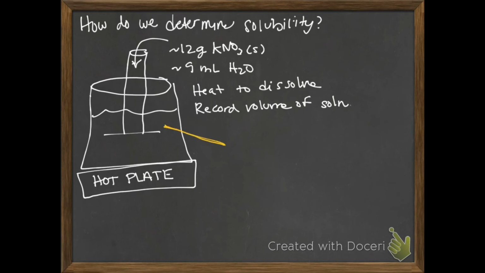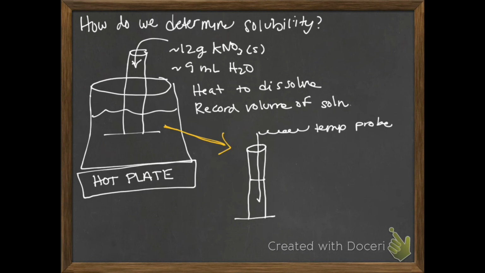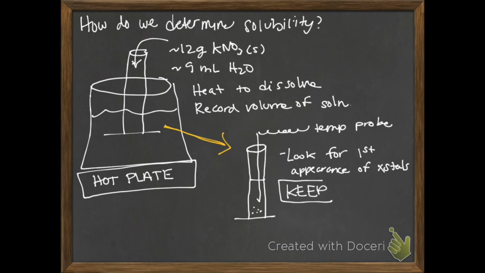We're going to want to take that graduated cylinder out to record the volume. Also, we're going to take it out because we want to see when crystals first start to form and what temperature that's at. There's a temperature probe in that graduated cylinder that's hooked up to the computer. We are going to look for the first formation of crystals, because right when those crystals form, that's essentially the solubility of the potassium nitrate. So we're looking carefully for the first appearance of crystals, and we're going to hit keep on the computer as soon as we see them to get the temperature at which we saw those crystals.